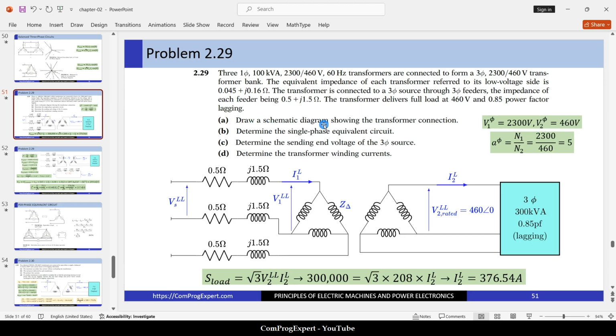Draw a schematic diagram showing the transformer connection. Determine the single phase equivalent circuit.